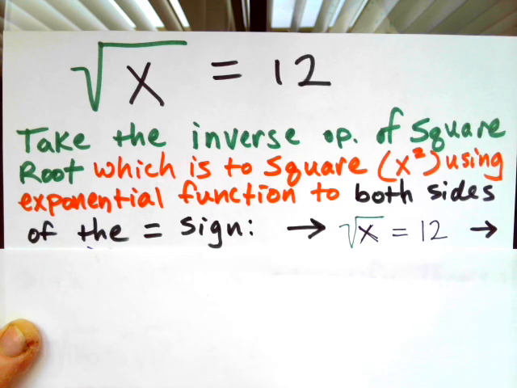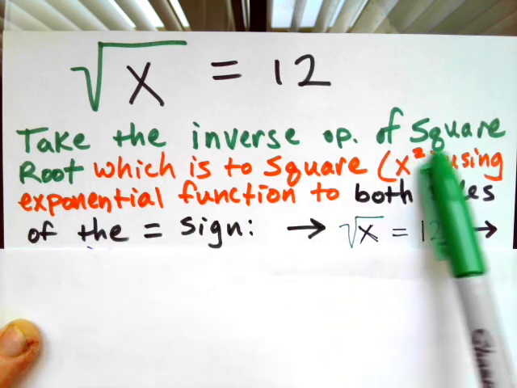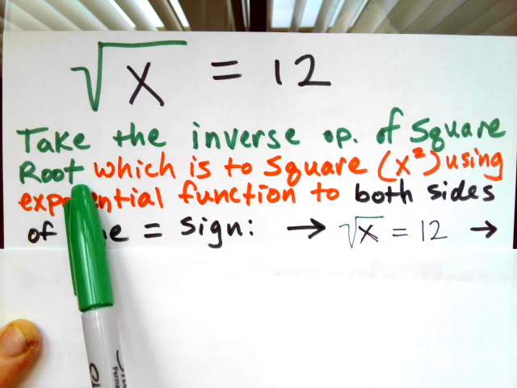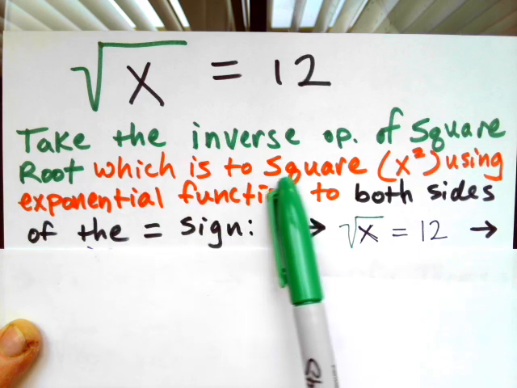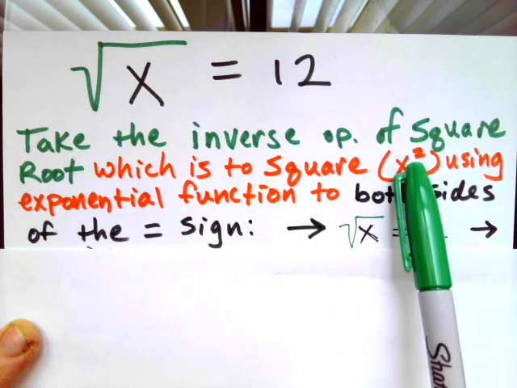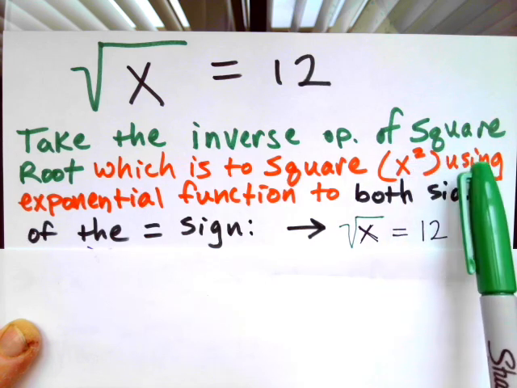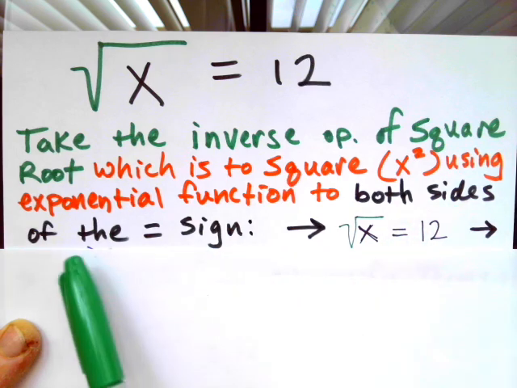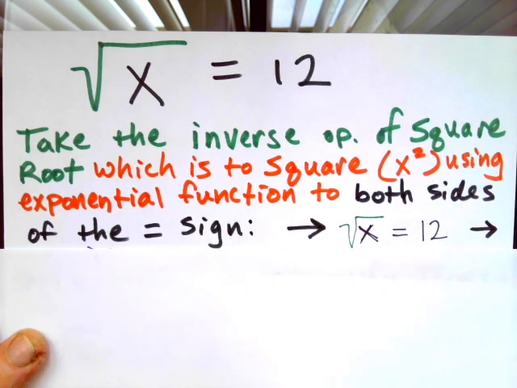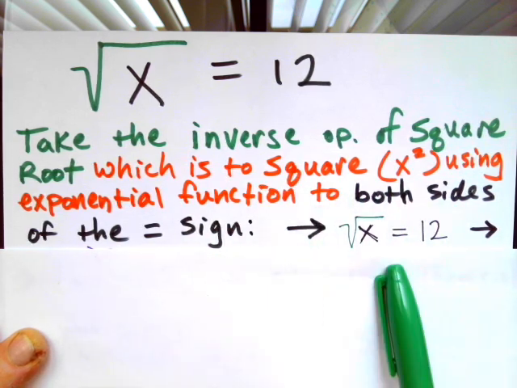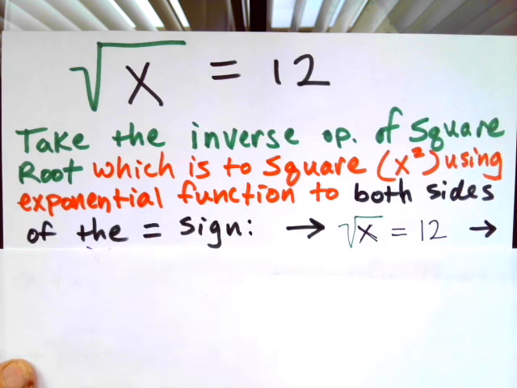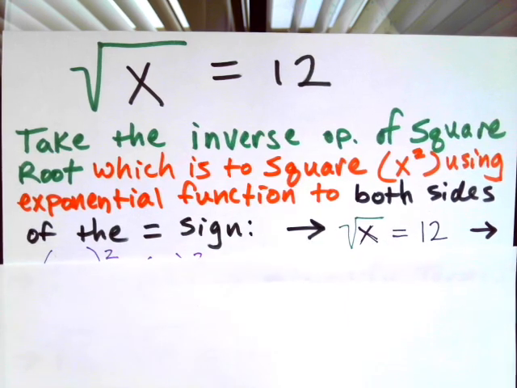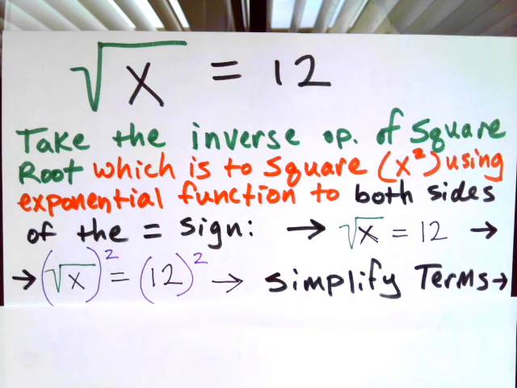I need to do what's called the inverse operation. I'll take the inverse operation of a square root, which is the square. I'm going to square both sides using an exponential function on both sides of the equal sign. Right, so let's go ahead and get started. Square root of x equals 12. What's that first step? I want to square both sides of the equal sign.